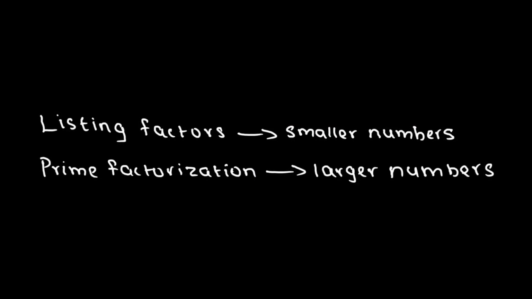To sum up, use the listing factors method for smaller numbers. It's quick and easy. For larger numbers, prime factorization works best and saves time.